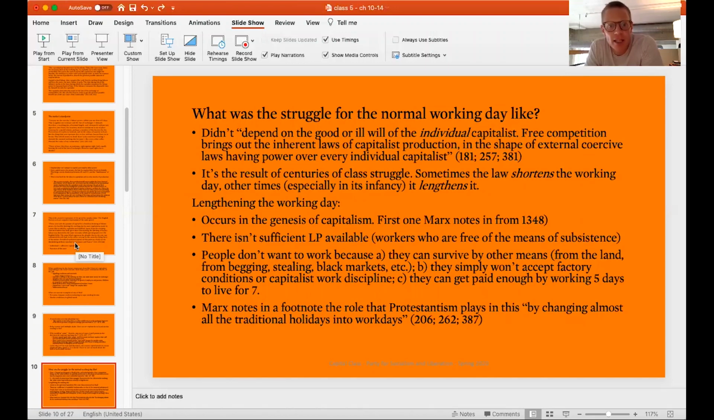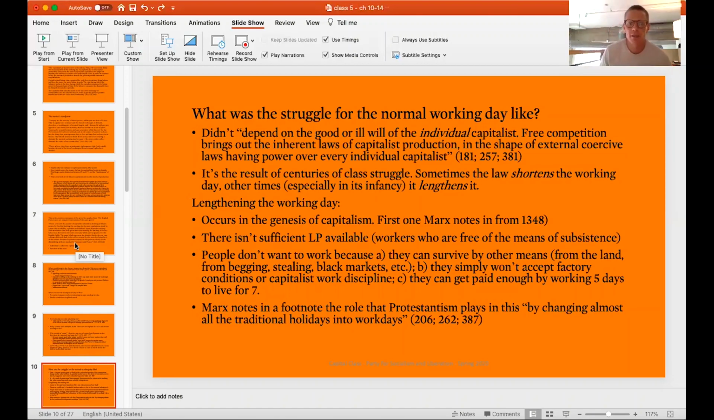Marx also says that it's the centuries of class struggle, right? And sometimes the legislation shortens the working day. That's what he's concerned with. But at other times, it lengthens the working day, and this is especially in capitalism's infancy, and we'll discuss this more in part 8 of the book. But the lengthening of the working day occurs in capitalism. Marx notes the first one in 1348, the first legislation lengthening the working day, and there are several reasons for this.